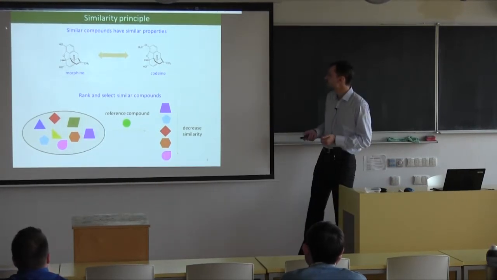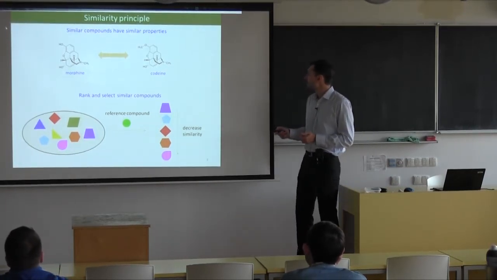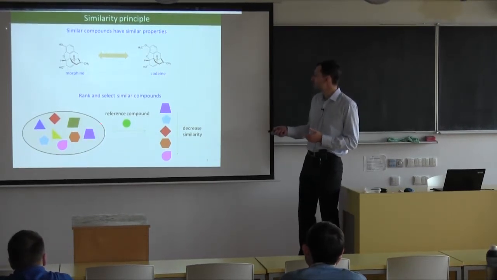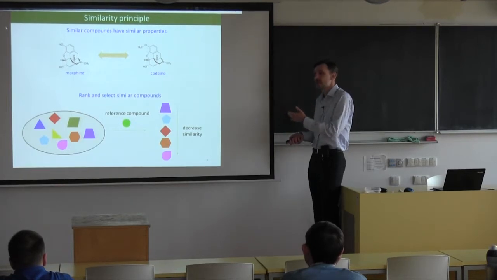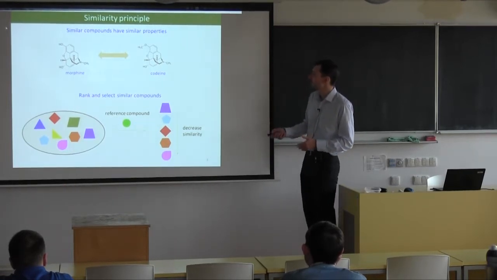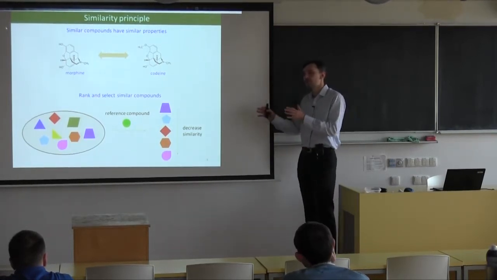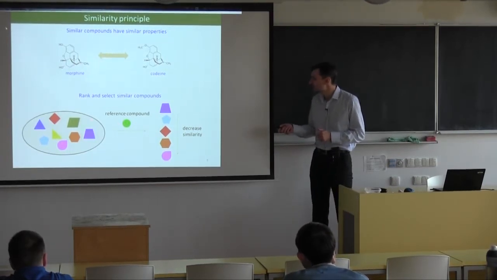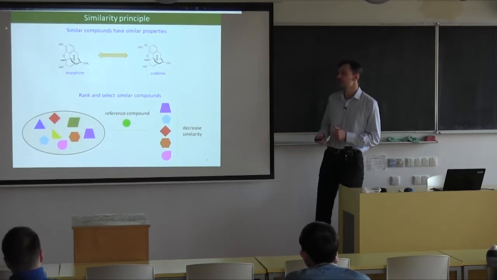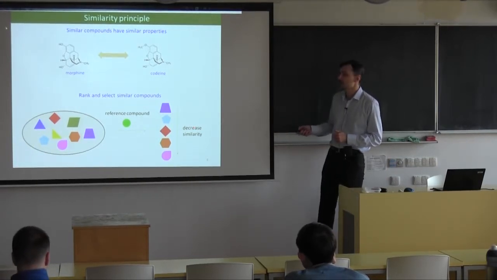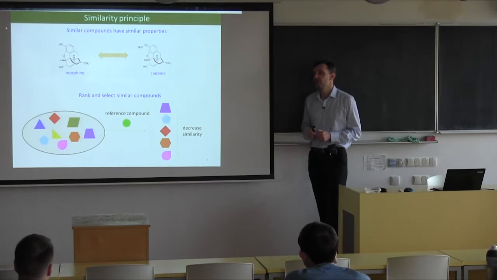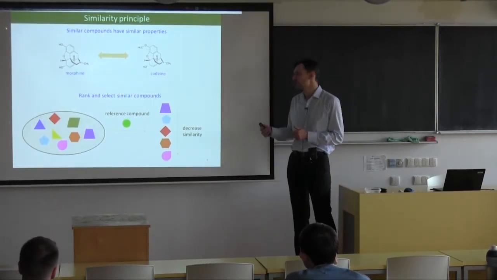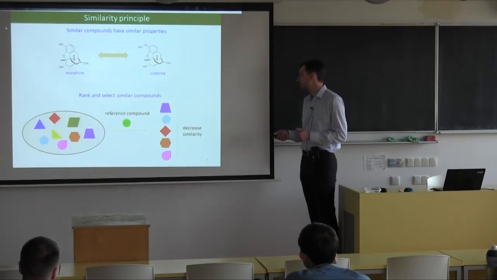That's understandable. And how is this similarity search performed? You have some reference compound which, you know, is active. You have some library of virtually enumerated or really existing compounds. You calculate some similarity measure between this compound and all those in the database, rank them, and select top compounds for your experimental validation. This is a very simple strategy, and it can be performed very fast.